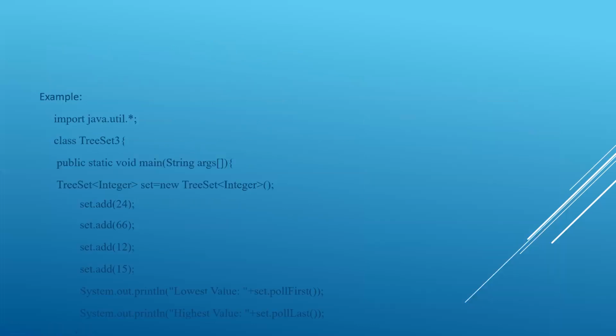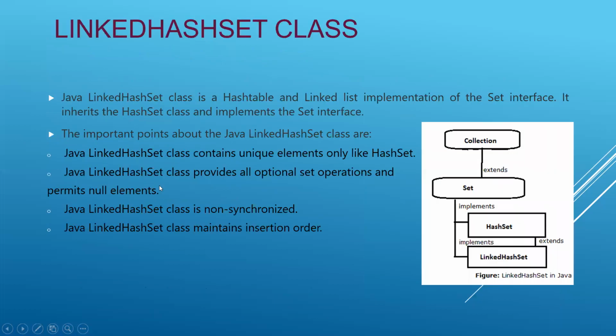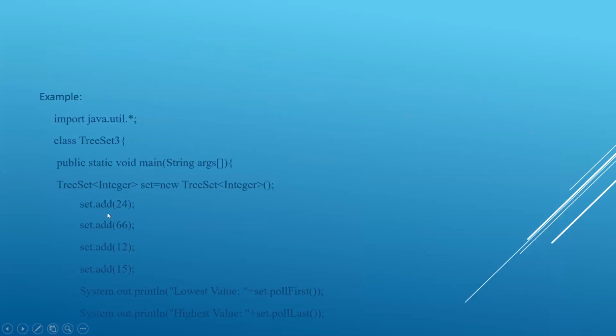Now, one example program regarding the tree set is, so here I'm having a tree set class, which is creating an object set. So here again, we are using a method called add, which is used to add the elements into the set. So here the usage of the pollFirst method is that the first element from the set is retrieved. Then pollLast, the last element is retrieved from the set.